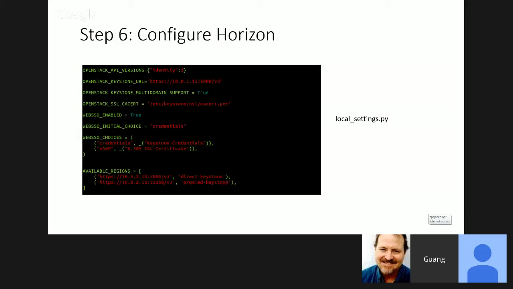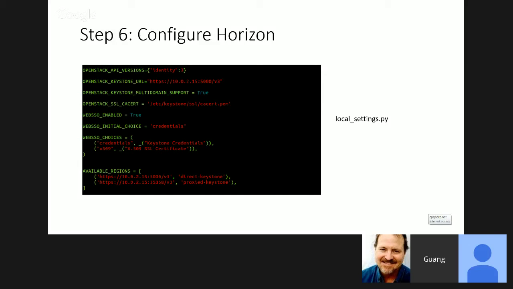And then the next thing is to configure Horizon. Configuring Horizon is pretty simple, really. If you stand up DevStack and configure Horizon with SSL enabled, the top half should already be done for you. What you really need to do is just add these three things: enable web SSO, and then enable the drop-down menu, so let the user select X509 from the authentication drop-down.